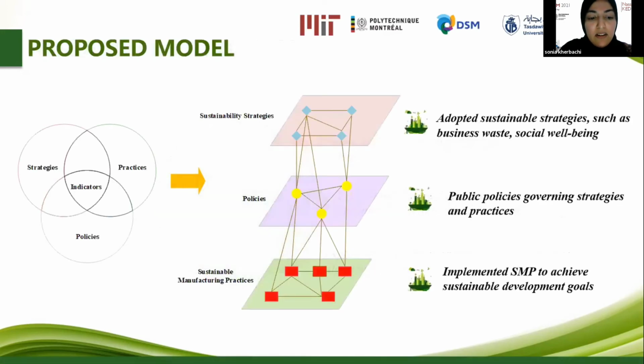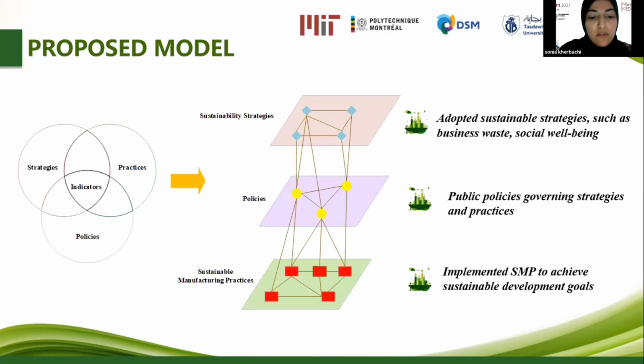These three layers are selected, relying on the United Nations 2030 agenda based on SDGs. Our proposed model is made of three layers, as you can see here: sustainability strategies; the second layer is the policies the government uses to express the sustainable strategies; and the sustainable manufacturing practices, on the level of SMPs.